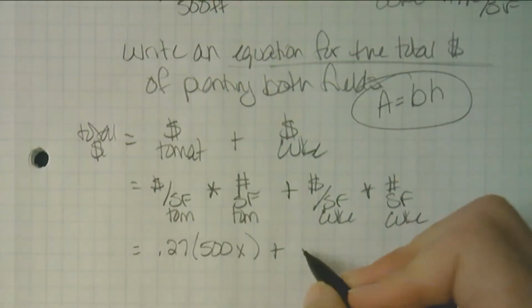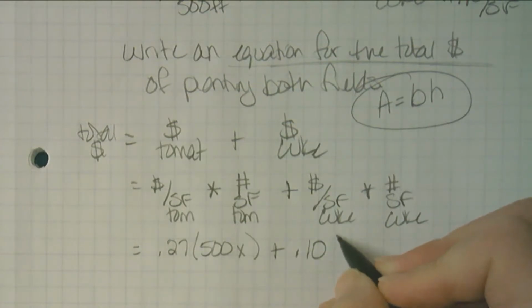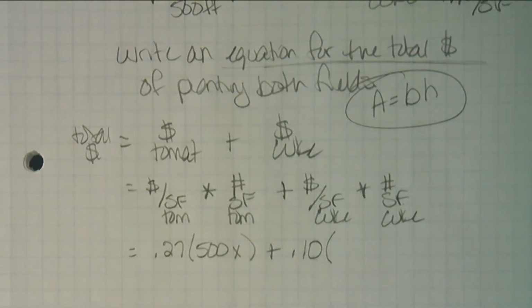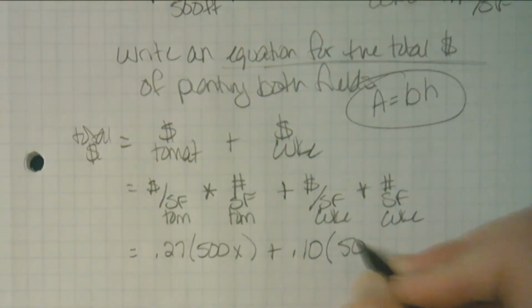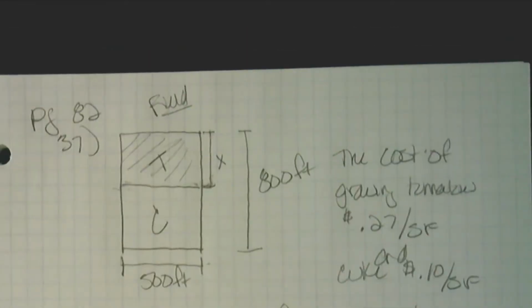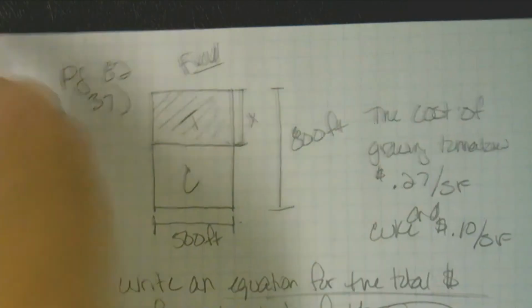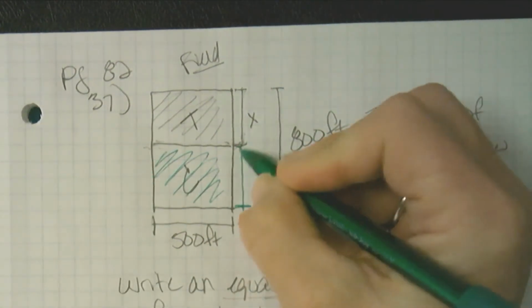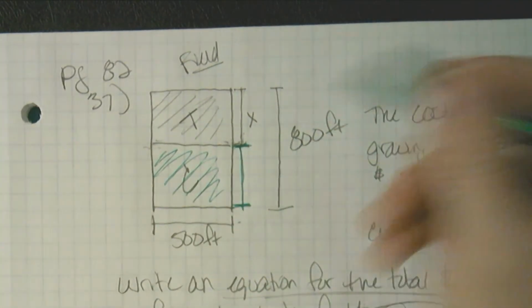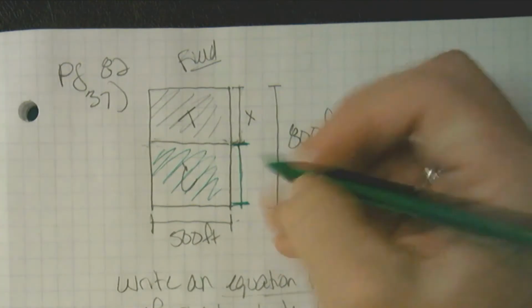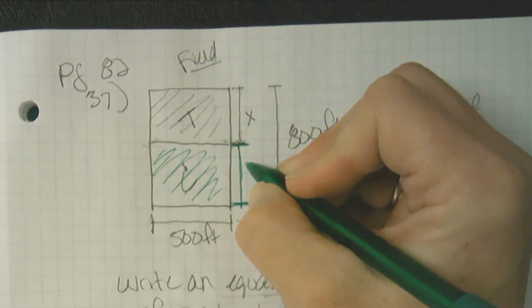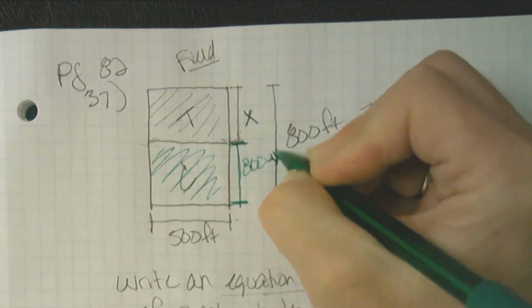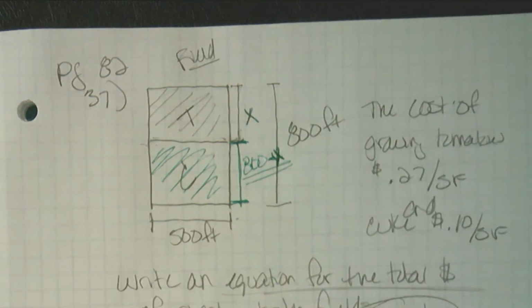Now, the cost per square foot of my cucumber field is 0.10 times. How do I find the square footage of my cucumber field? Cameron? 500 times 800. Let's take a look at that again. So here is my cucumber field right here. So I need this dimension right here of it, Cameron, don't I? Is this 800? So what is this? Not Y, this is an X. That's okay. It's my handwriting, not you. 800 minus X. How many of you guys see that?